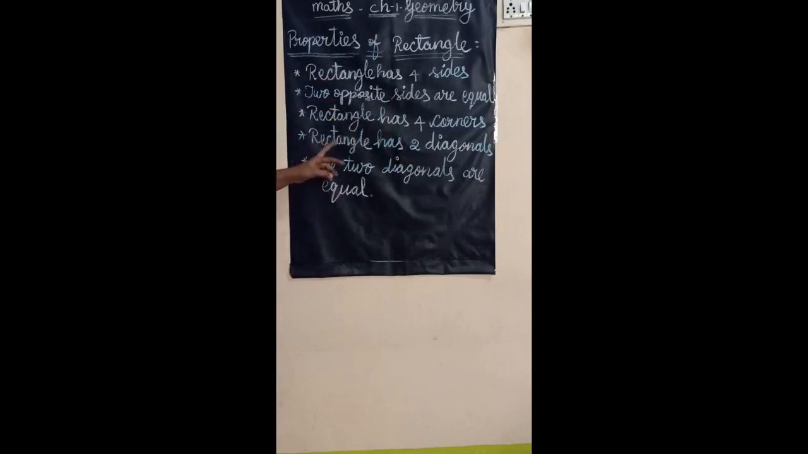Next, the fourth point: a rectangle has two diagonals. Already I told you, join the opposite corners and put one line here. You will get two diagonals. This is called diagonals. So how many diagonals? A rectangle has two diagonals. Next, the two diagonals are equal. These two diagonals' lengths are also equal.